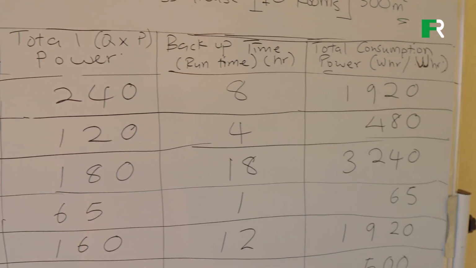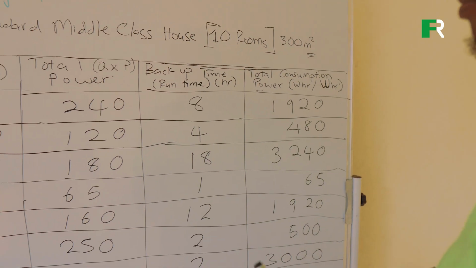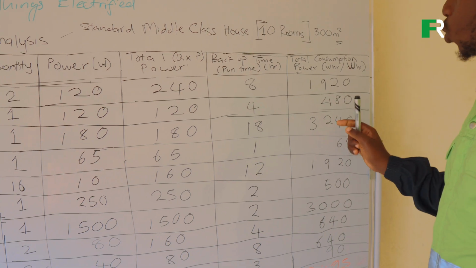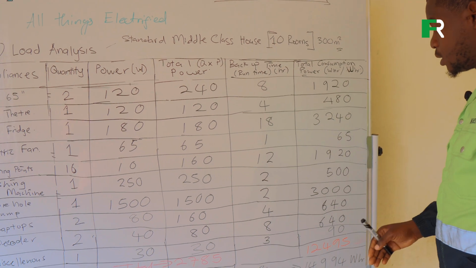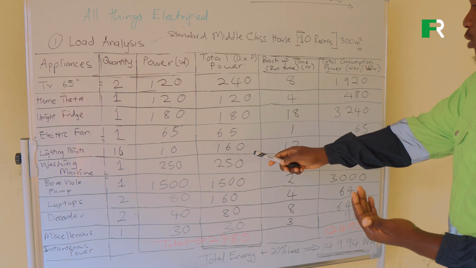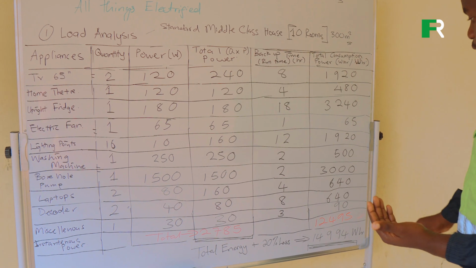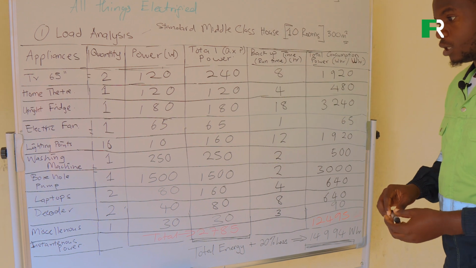120 by 4, we get 480 watt hours. 180 by 18, we get 3,240 watt hours. And if you can get a calculator, you can also proceed with the calculations from this table. So let me take you down here.